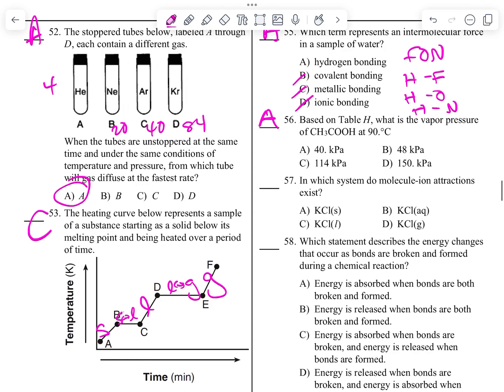In which system do molecule-ion attractions exist? So you need aqueous. How that works is that KCl would be K plus and Cl minus, and then the molecule would be H2O. So it's got to be aqueous.